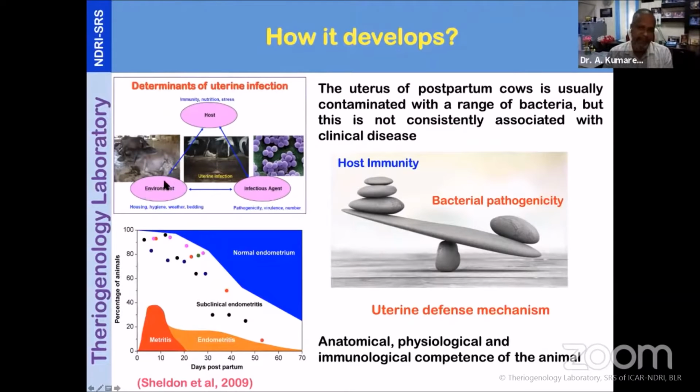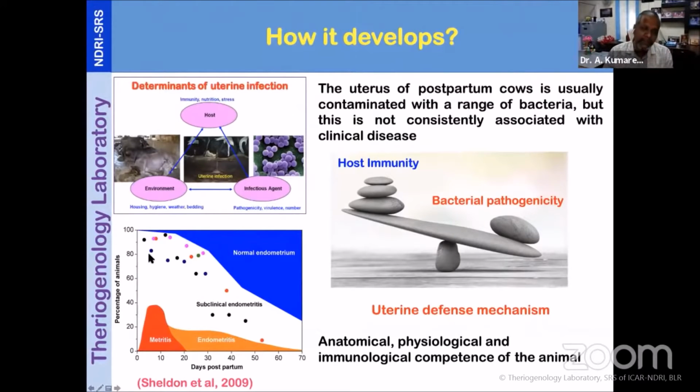And the third is environment, because this is the one factor which facilitates or otherwise affects both the host as well as the infectious agent. If we manage the environment properly, and environment includes all the managemental practices here, then there will be no problem. Almost all these three factors play an interplay, and that culminates in uterine infection or eliminates it. And almost 100% of the animals immediately after calving harbor microorganisms in the uterus.